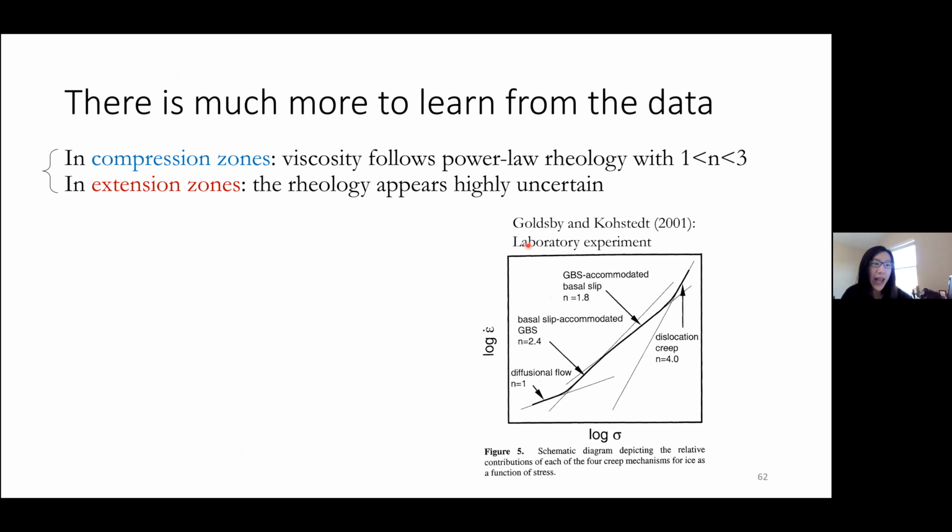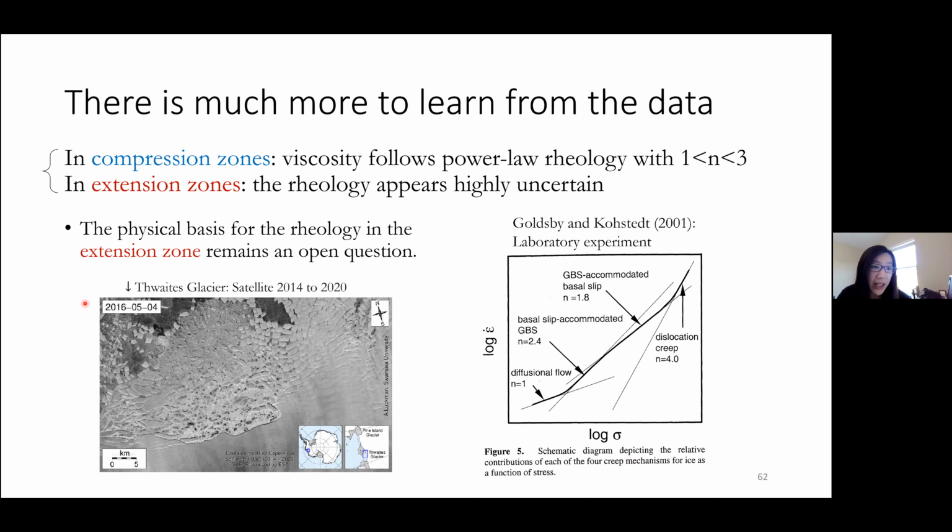Here we show that in the compression zone, the viscosity obeys a power law, but with an exponent that's smaller than 3, which is widely used in ice sheet models. And previous lab experiments showed that different creep mechanisms could lead to a stress exponent that's smaller than 3. So here we show field evidence of this small stress exponent in Antarctic ice shelves.